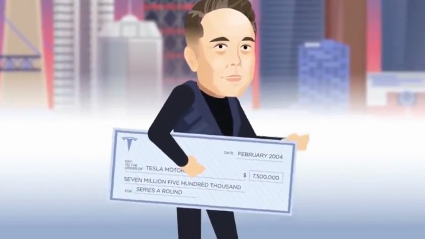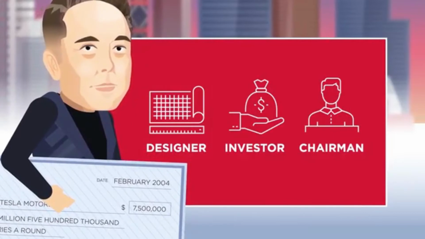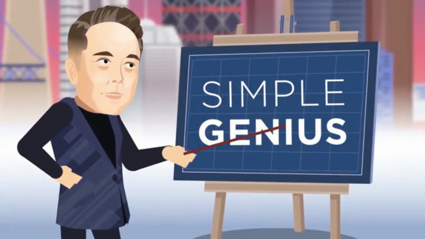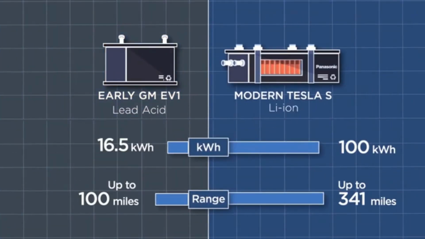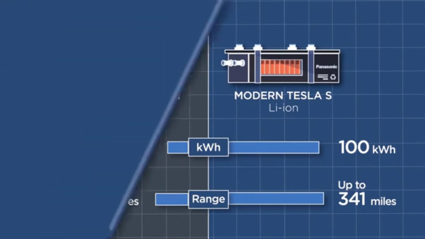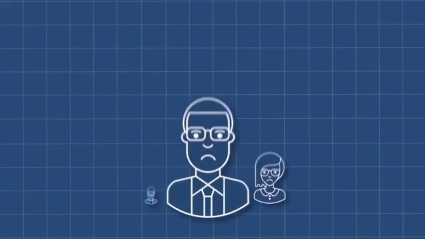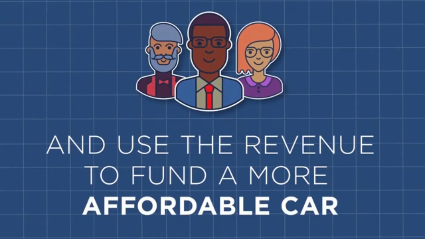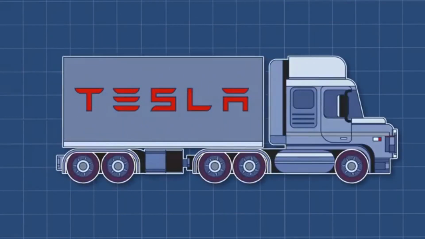Elon Musk joined as an early investor, leading the Series A financing and taking on several other roles as well. Tesla's plan was simple, but potentially genius. 1. Focus on lithium-ion batteries, which they expected to get cheaper and more powerful for many years. 2. Start with a high-margin, high-performance sports car. The aim was to shed existing stigma around EVs and use the revenue to fund a more affordable car. And 3. Achieve economies of scale so that Tesla could target other segments like semi-trucks.